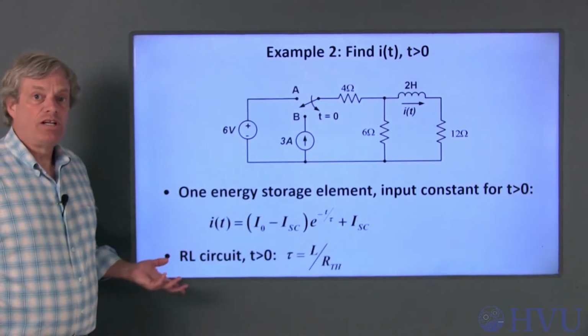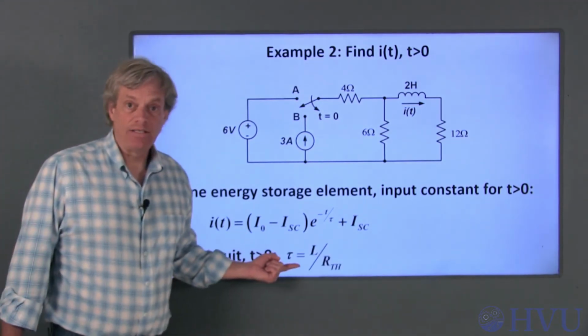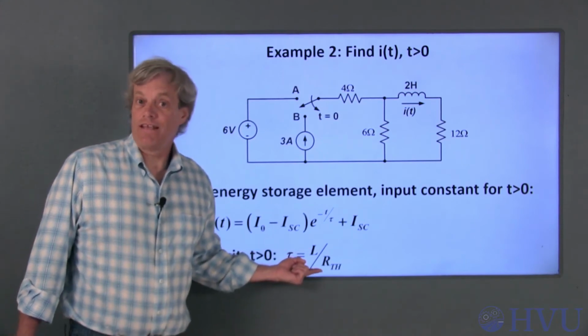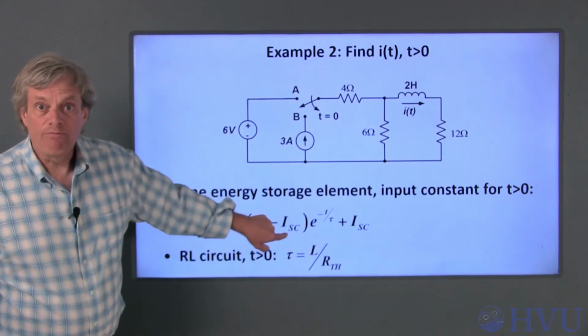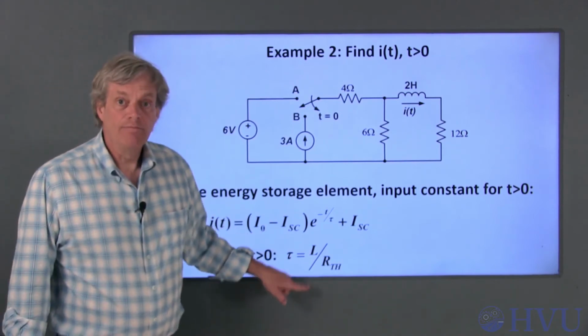Since the energy storage element is an inductor, the time constant is the inductance divided by the Thevenin resistance seen by the inductor. Now I just need to find the initial and the final currents and the time constant.